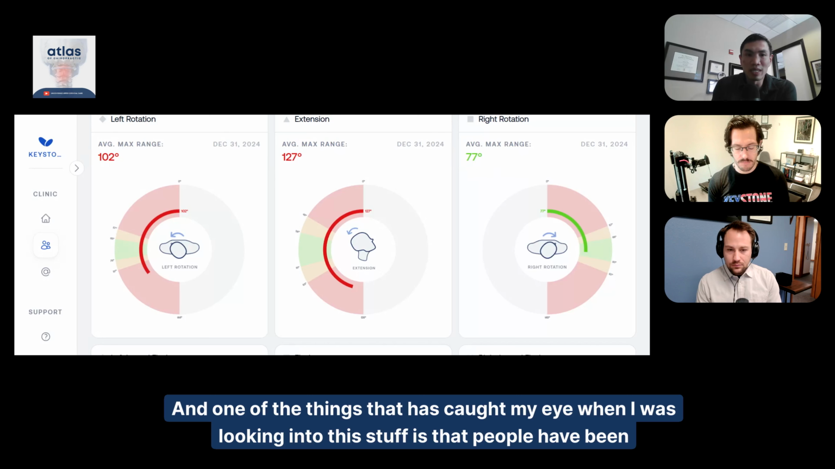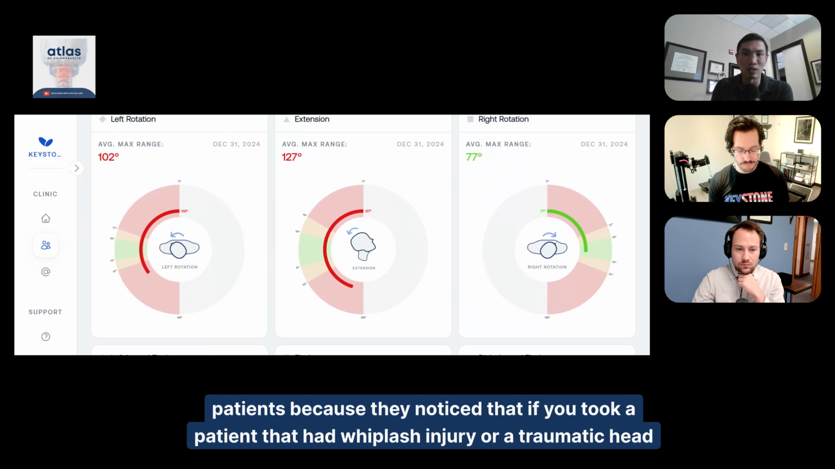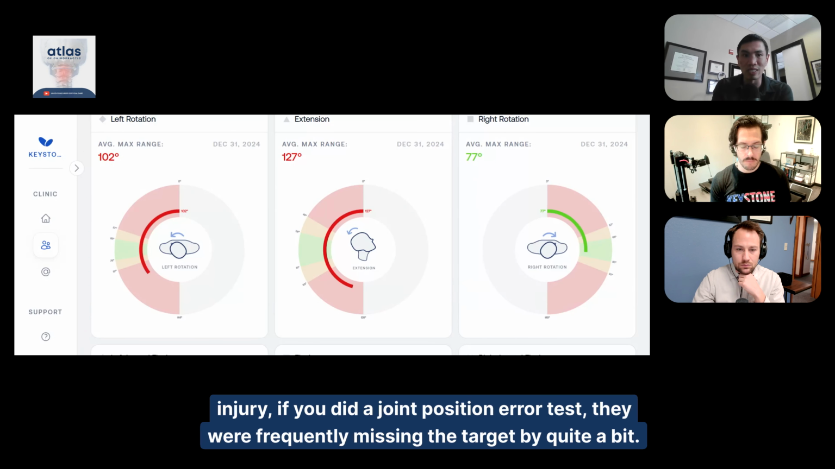And one of the things that has caught my eye when I was looking into this stuff is that people have been looking at this since like the early 90s. And they actually tested it quite a bit in cervical trauma patients because they noticed that if you took a patient that had whiplash injury or a traumatic head injury, if you did a joint position error test, they were frequently missing the target by quite a bit.